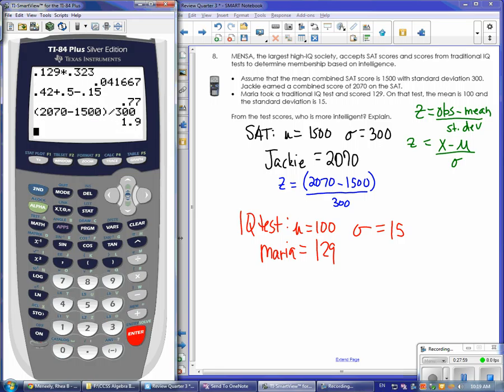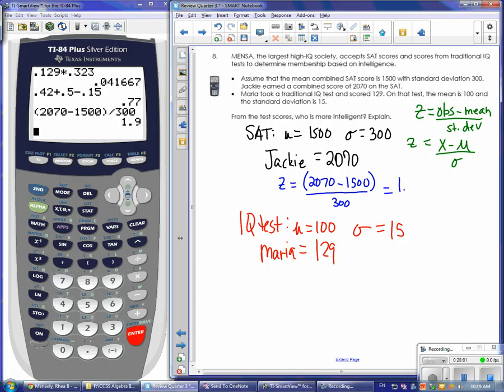And it gives her a z-score of 1.9. So she's not quite 2 standard deviations above the mean for those who took the SAT.